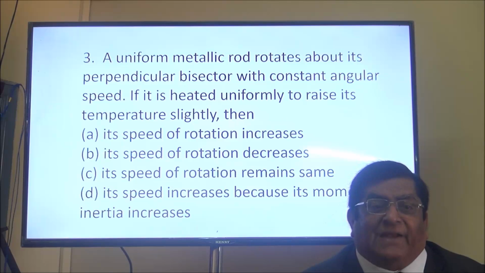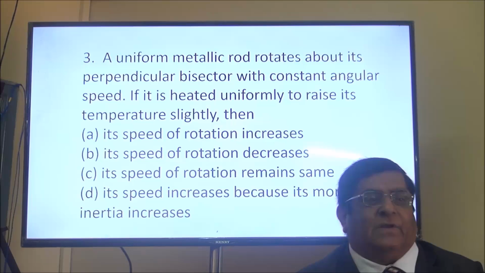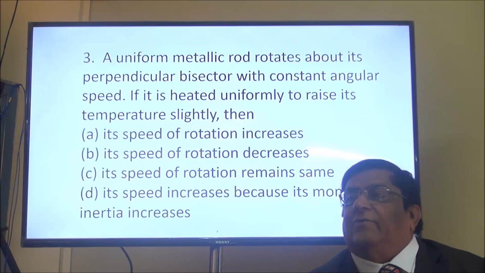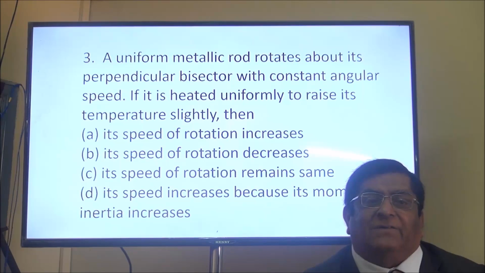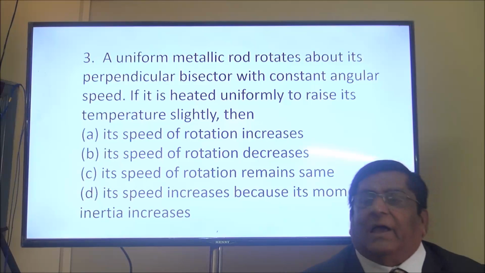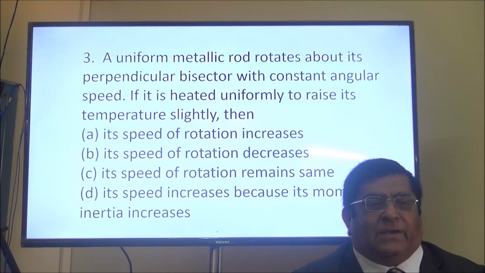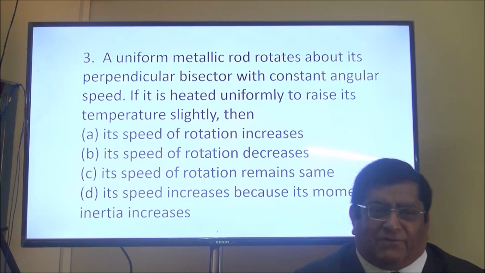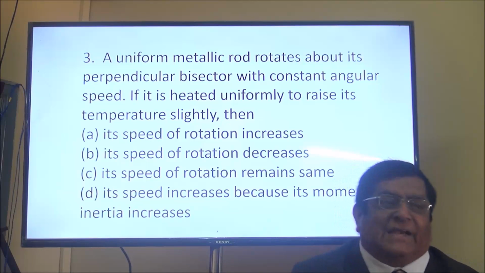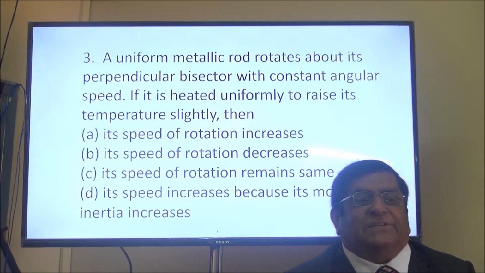Angular momentum remains constant. That means L remains constant. And how is L, angular momentum, related to omega? Tell the formula. I into omega. L is equal to I into omega. Now L is not changing. So in the first case I1 omega 1 is equal to, in the second case, I2 omega 2. What is changing? I.